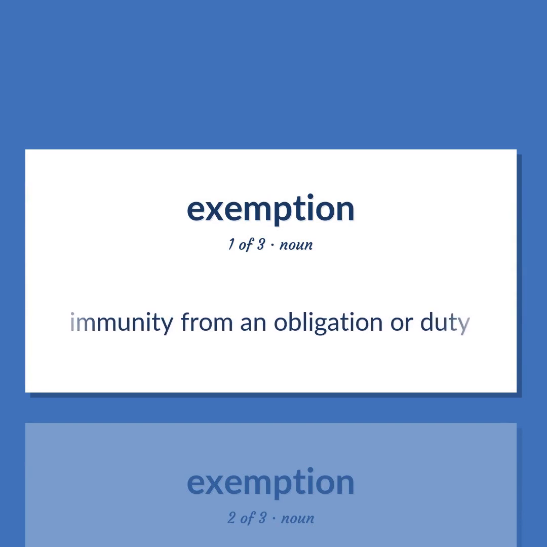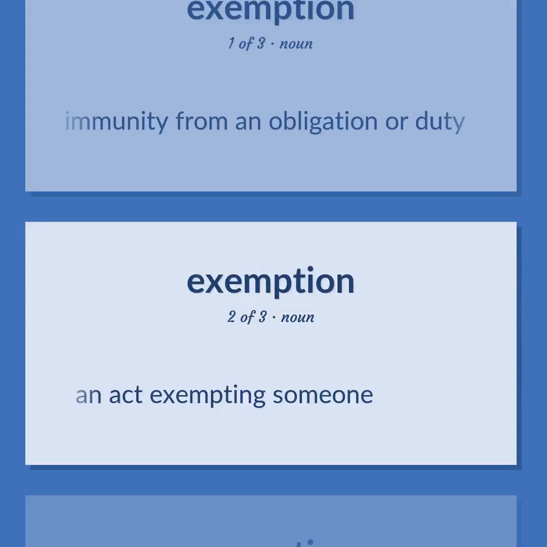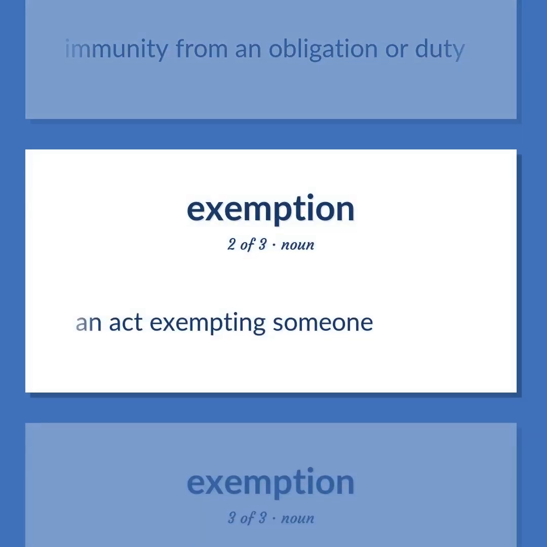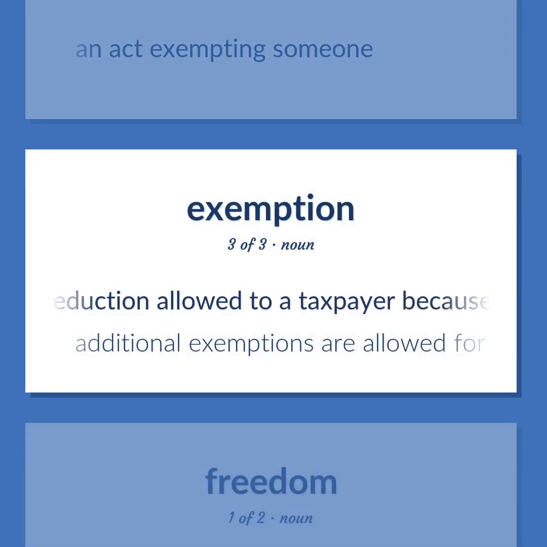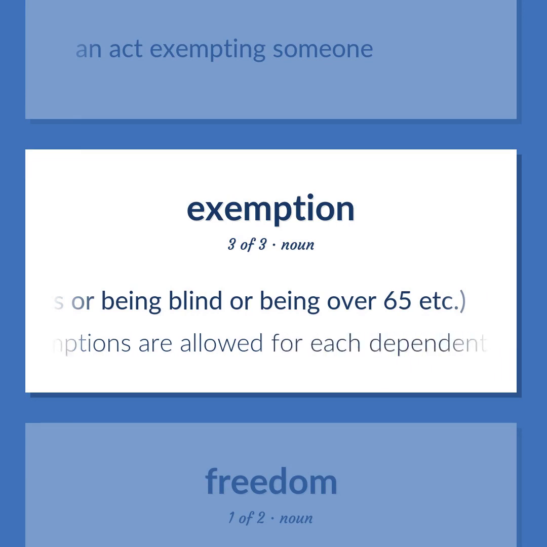Immunity from an obligation or duty. An act exempting someone. A deduction allowed to a taxpayer because of his status, having certain dependents or being blind or being over 65, etc. Additional exemptions are allowed for each dependent.